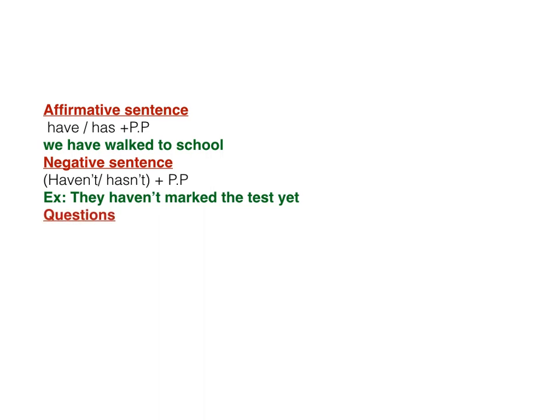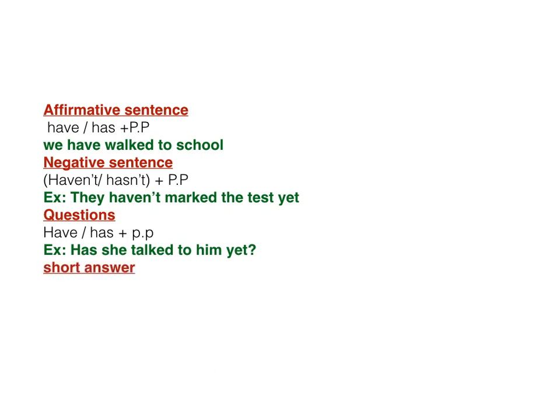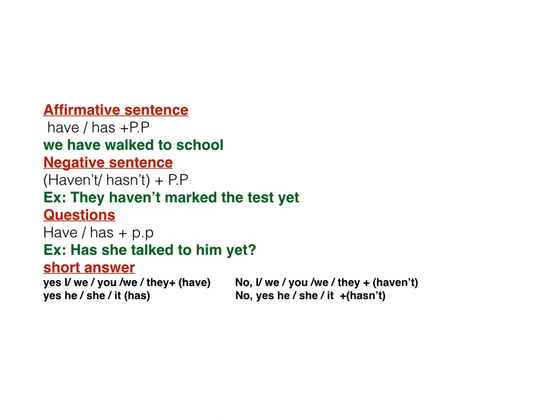In the question form, we use has or have plus the verb in the past participle. For example, has she talked to him yet? About the short answer: if it is yes, we say yes, I have, yes, we have, yes, you have, yes, they have. And if the answer is no, no, I haven't, no, we haven't, no, you haven't, no, they haven't. If we use has, we say yes, he has, yes, she has, yes, it has. And if the answer is no, no, he hasn't, no, she hasn't, no, it hasn't.